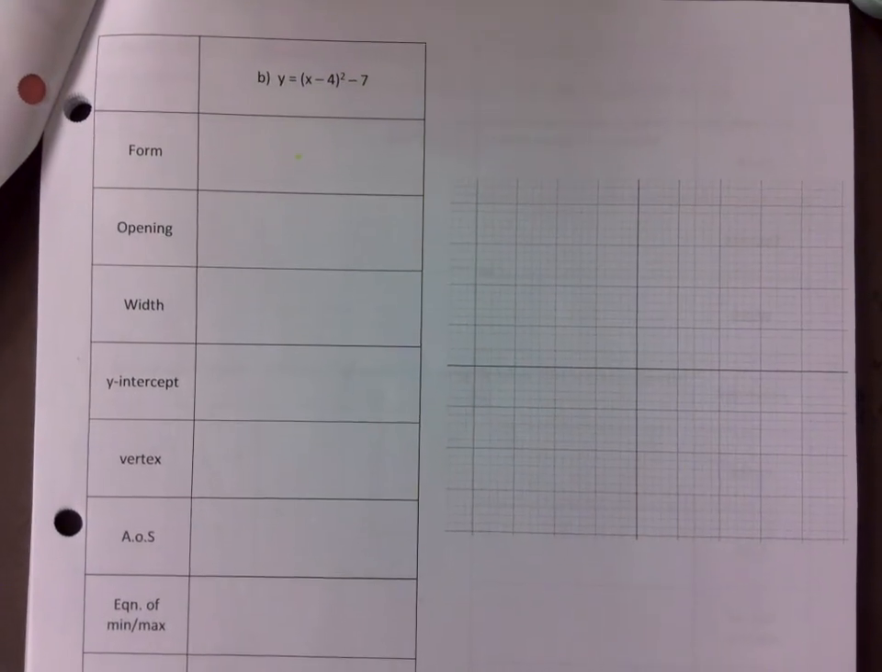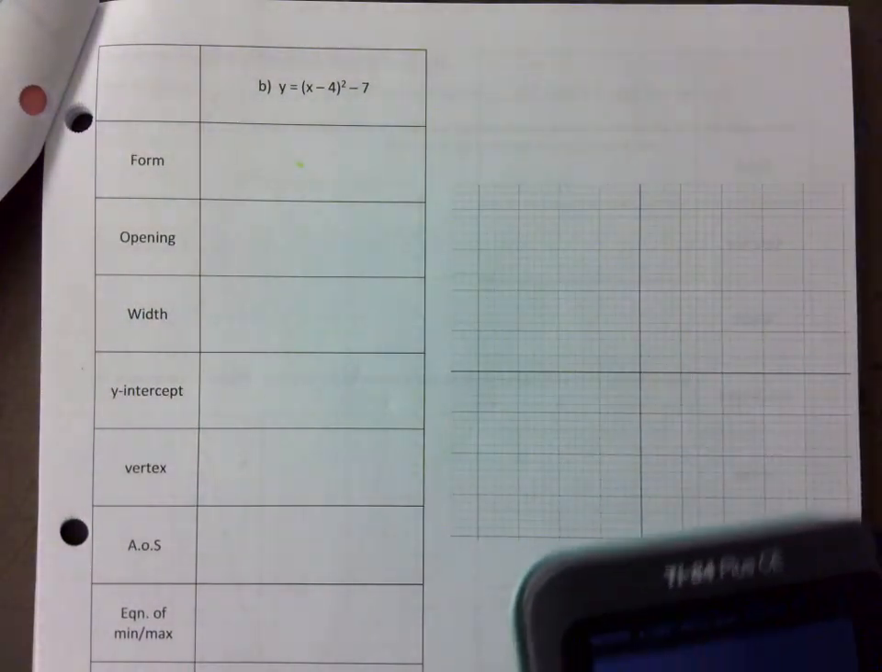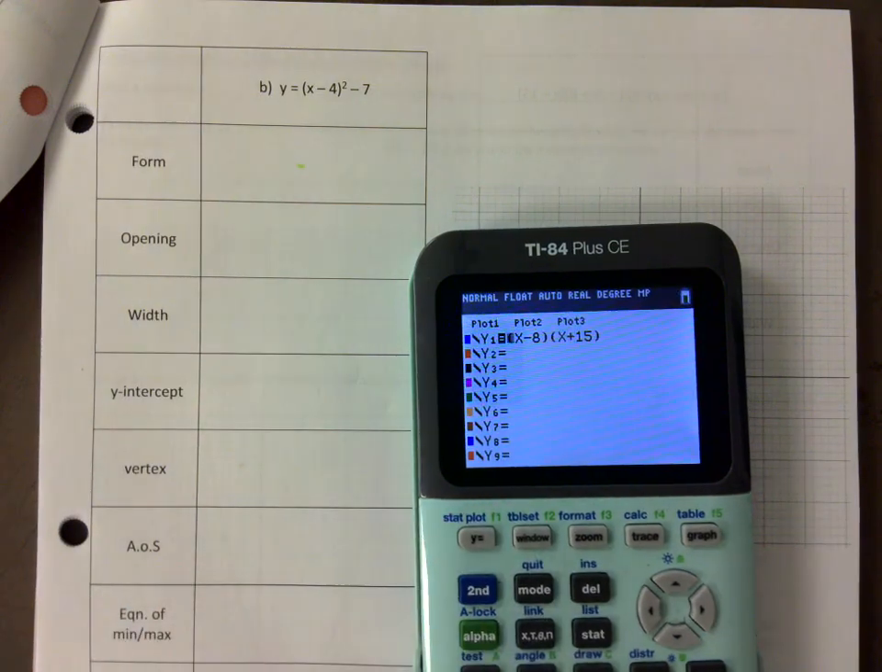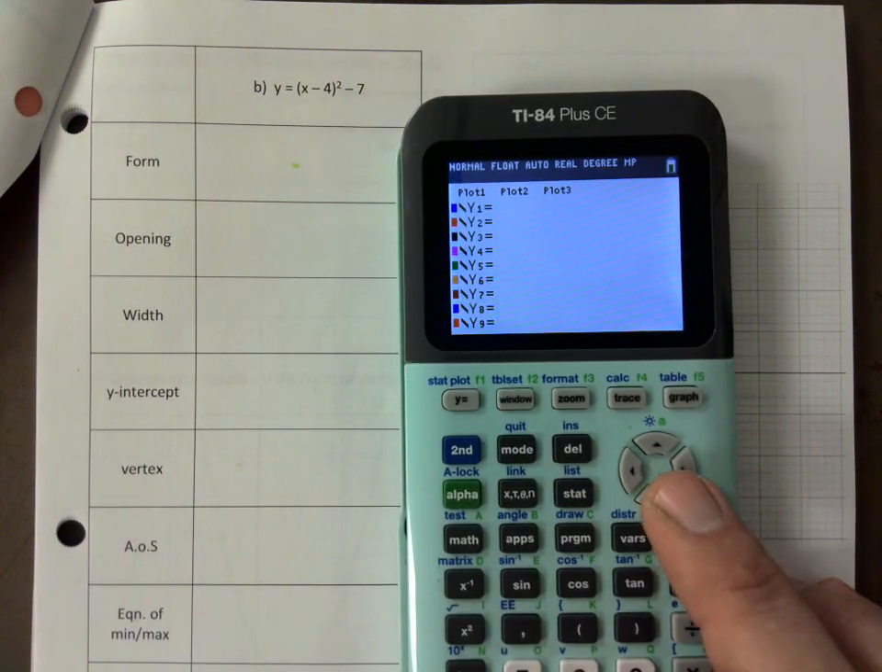So I want you to start by entering this into your calculator. No matter if you've done it or not, enter this into your calculator. So you go y equals. We clear whatever's there.